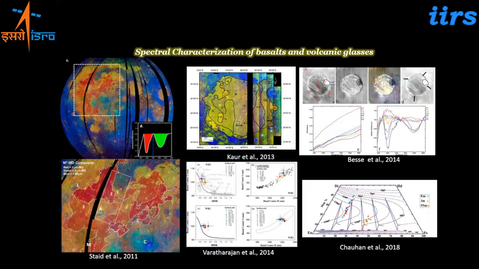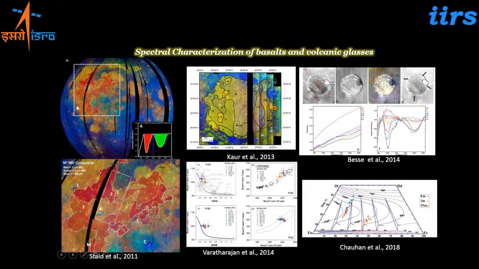Hyperspectral data from M-Cube enabled classification and characterization of lithological variability of basalt, based on spectral parameters acquired from the pyroxene geochemistry. It helped in identifying various lithologies based on mineral variability, and that has also been utilized to determine various petrological parameters including formation temperature and depth of origin. So these are the various examples where M-Cube data has been utilized for characterization of the basalt.